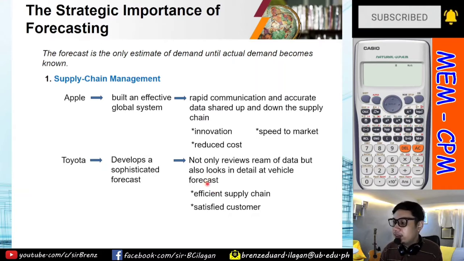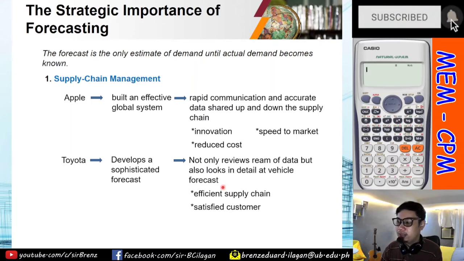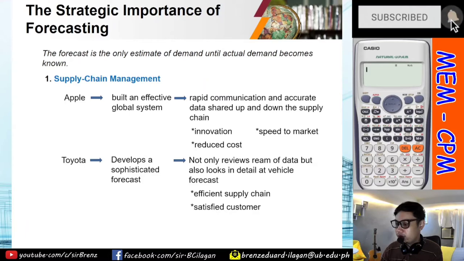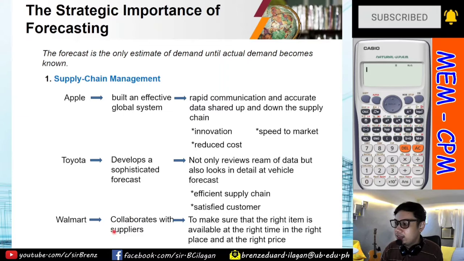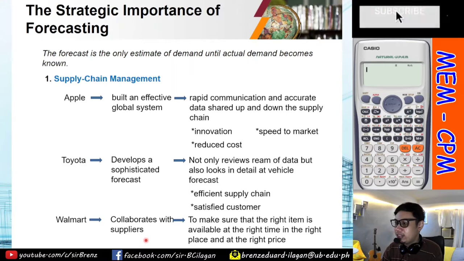As a result, Toyota not only reviews reams of data with regard to vehicles that have been built and wholesaled, but also looks in detail at vehicle forecasts before it makes judgments about future accessory demand. When this is done correctly, the result is an efficient supply chain and satisfied customers. Another example is the store Walmart. Walmart collaborates with suppliers such as Sara Lee and Procter and Gamble to make sure the right item is available at the right time, in the right place, and at the right price.